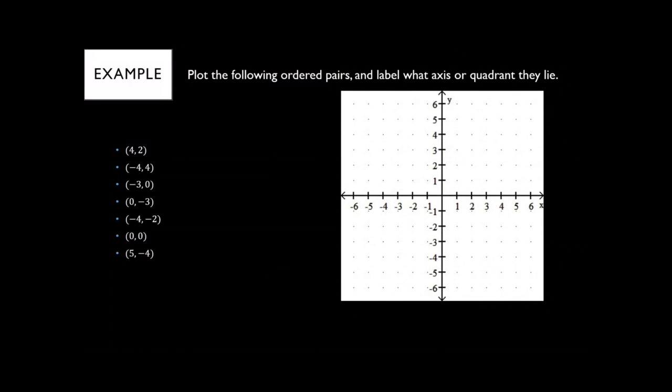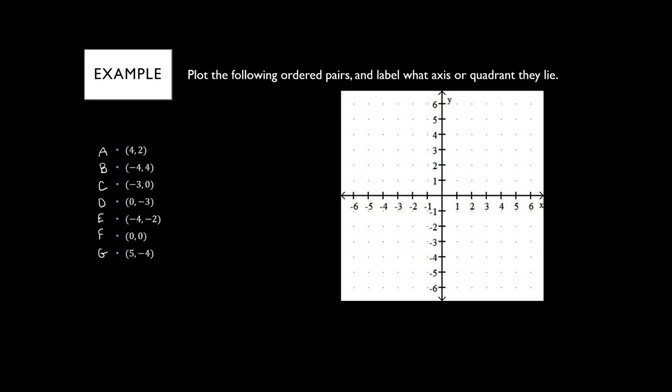So let's just do some practice of plotting, and then we're also going to label what axis they're on, or if they're not on an axis, if they're in a quadrant. So it cannot be both an axis or a quadrant. It's going to be one or the other. So 4, comma 2. I'm going to just label these with letters. Choose a color other than red. So if I label them with numbers or letters, that will make it easy just to label them on my graph. So we'll just name them A through G.